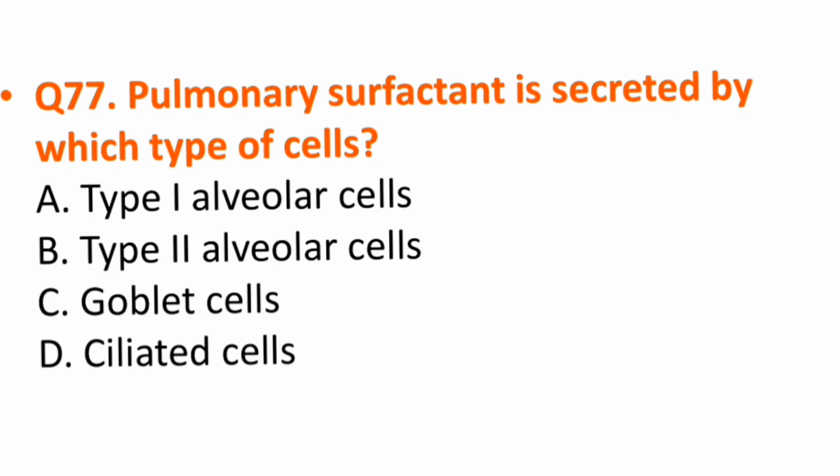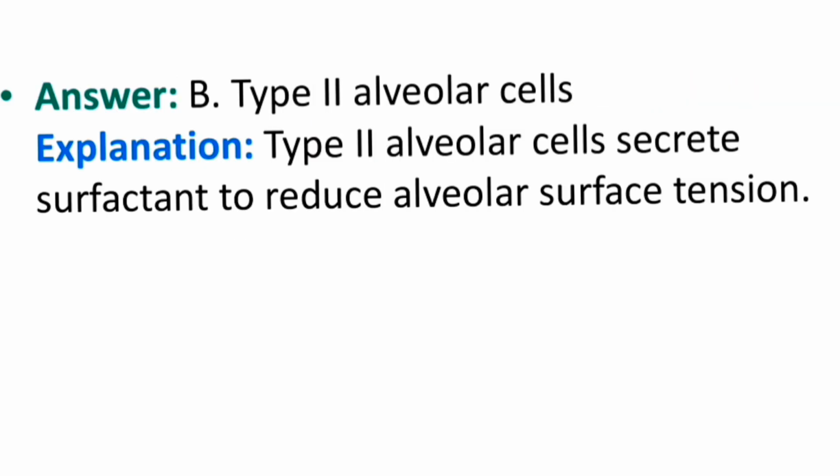Pulmonary surfactant is secreted by which type of cells? Option A, type 1 alveolar cells, option B, type 2 alveolar cells, option C, goblet cells, option D, ciliated cells. The correct answer is option B, type 2 alveolar cells. Type 2 alveolar cells secrete surfactant to reduce alveolar surface tension.